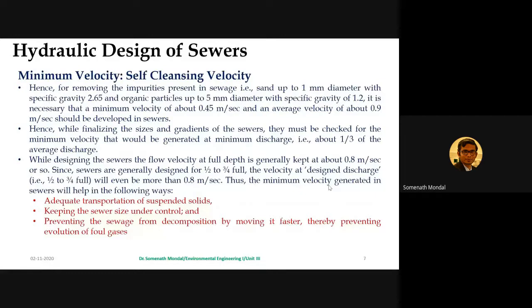Next, preventing the sewage from decomposition by moving it faster, thereby preventing evolution of foul gases. That is another aspect. If the velocity of the sewage is less, then decomposition will start happening during the conveyance itself, and that will create a lot of emission of foul gases that can create corrosion in the sewer pipes or sewer lines. So we can ensure that nothing of this sort is happening if we maintain the self-cleansing velocity, that is, the minimum velocity.